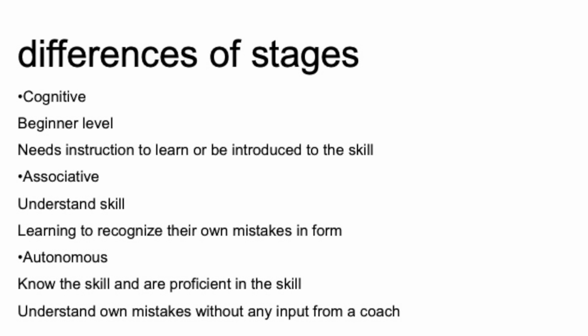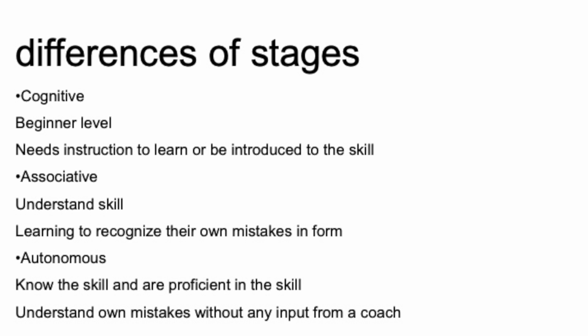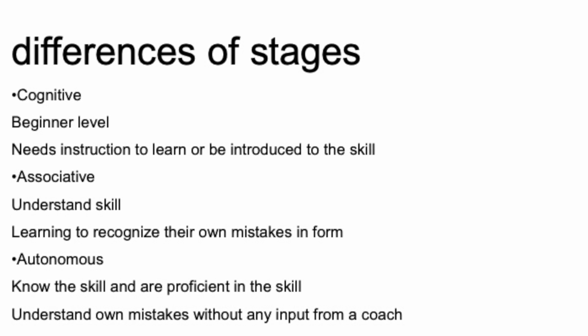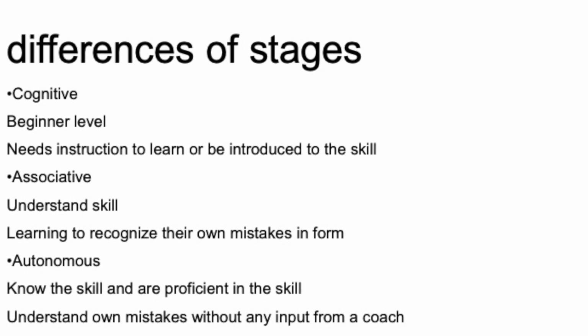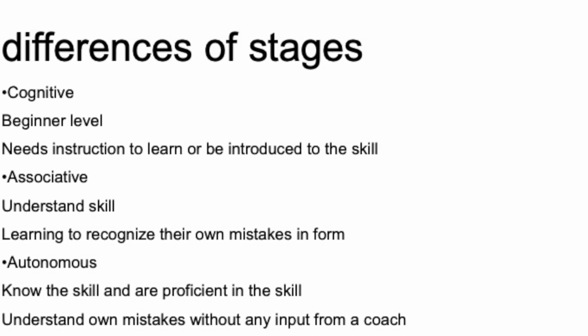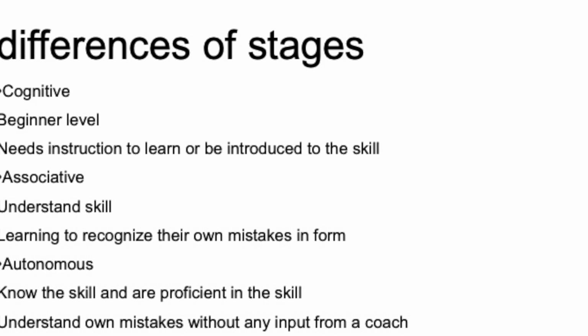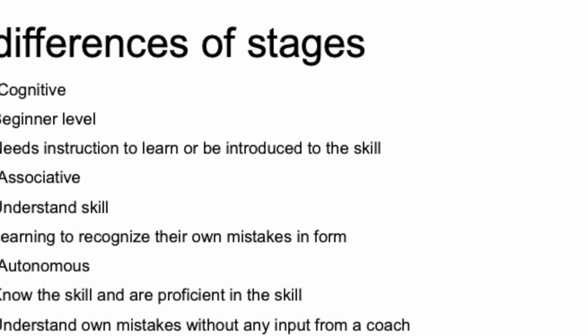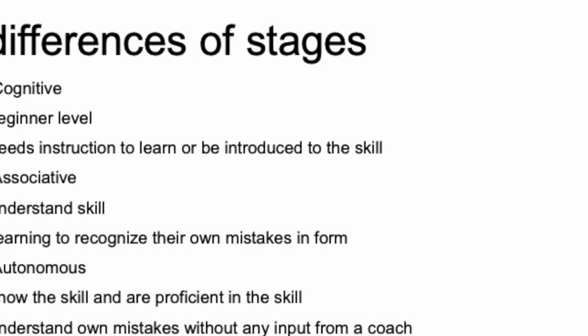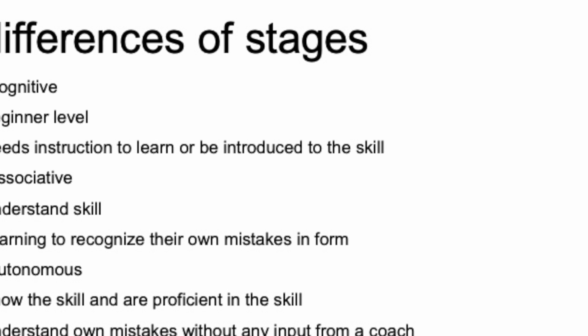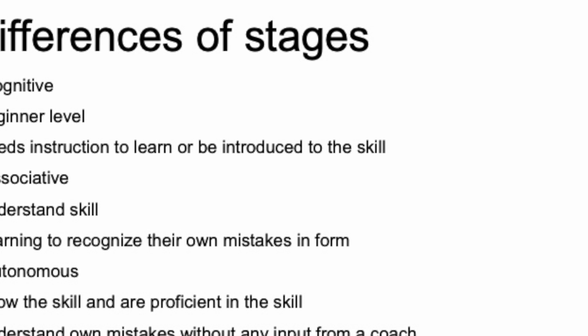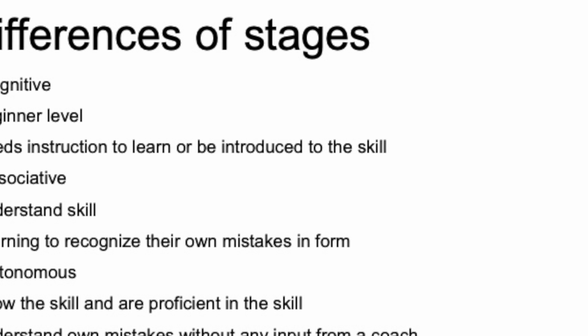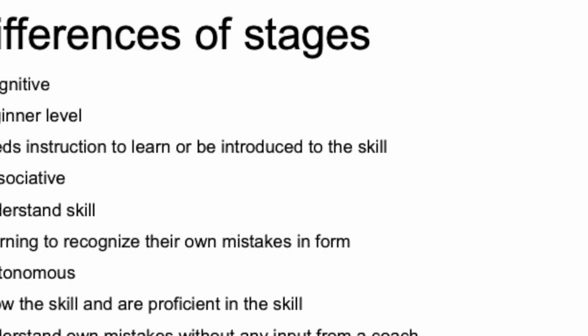Fitz and Posner use three different stages of learning. The first is the cognitive stage and is for the beginners. These athletes need instruction of learning and to be introduced to the skill itself. Next is the associative, where the athlete already understands the skill. We must help the athlete to correct their own mistakes with minimal help from the coaches. Finally is the autonomous stage. These athletes are proficient in the skill and understand their own mistakes without any input from a coach.